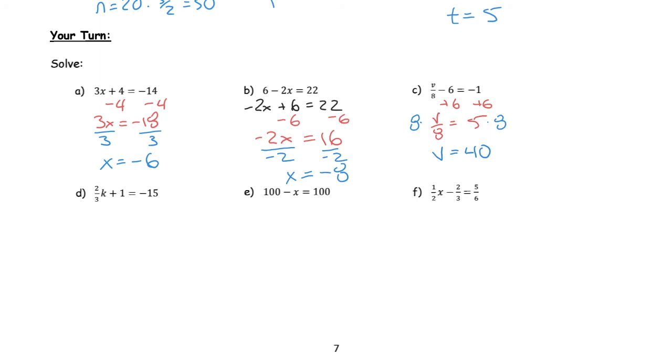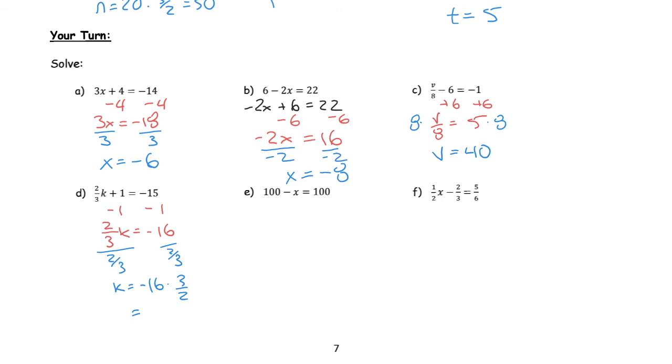For this one right here, we are going to subtract 1 from both sides as our first step to get rid of that second term. And that will leave us with 2/3 k equal to -16. And then I'm going to divide both sides by the 2/3, which really is the same as taking that -16 and multiplying it by 3 over 2.